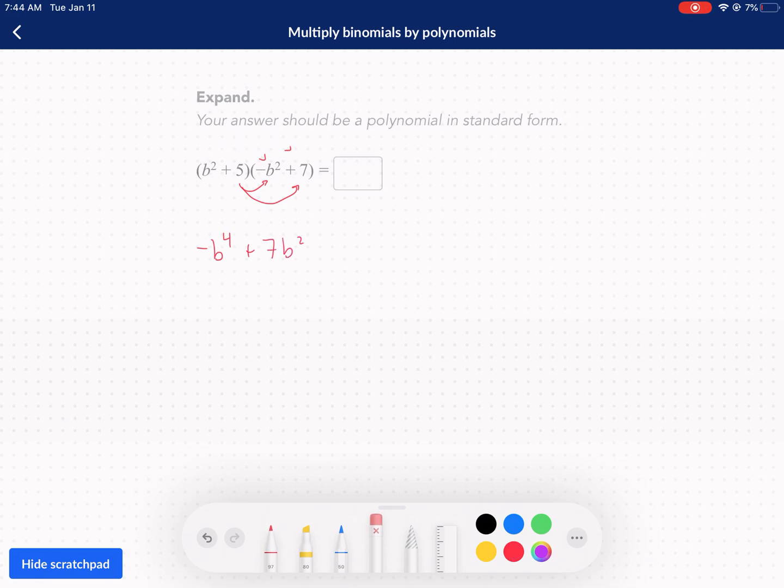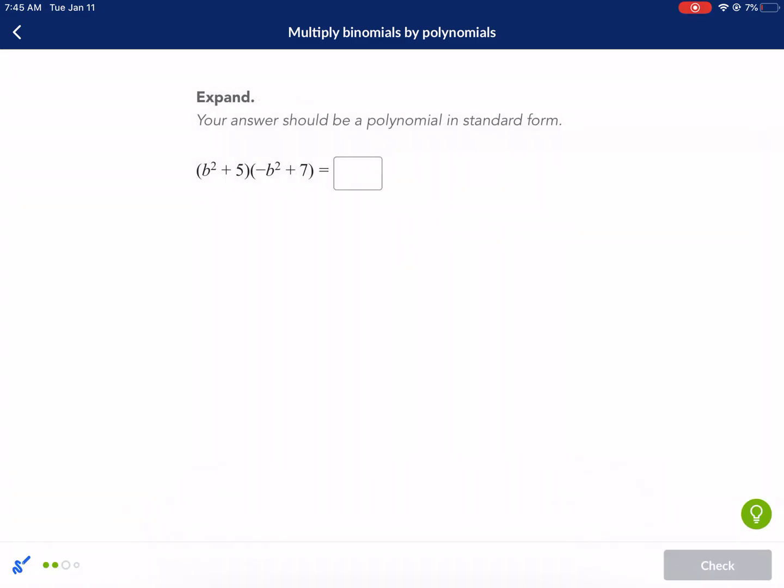I just finished that. Now we're moving on to the bottom. Don't forget to pause this at any time if I'm ever going too fast, so you can jot it down. So I have negative 5b squared and then plus 35. Now we're going to combine like terms. In this case, we have 7b squared and negative 5b squared. Those might be our only ones. So I get 2b squared, and then I have negative b to the 4th plus 2b squared. So we only have a trinomial as a result.